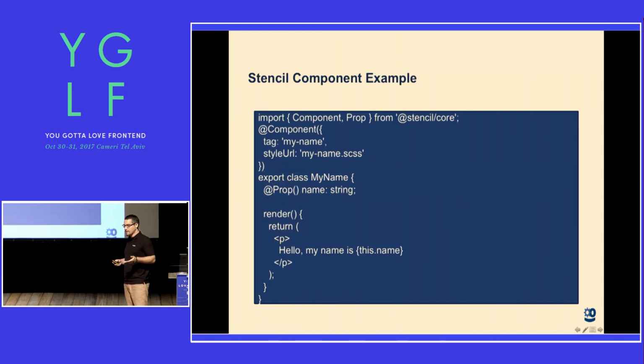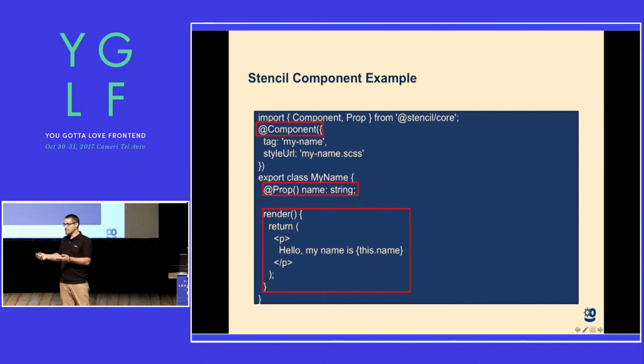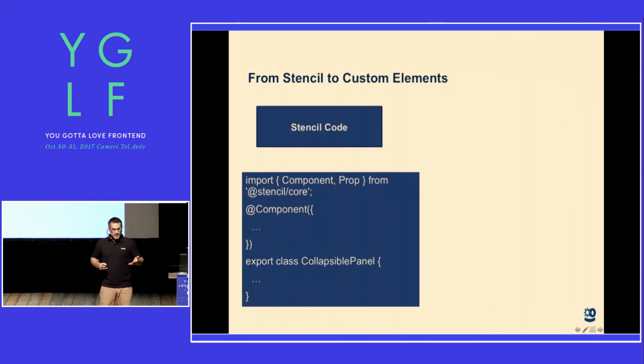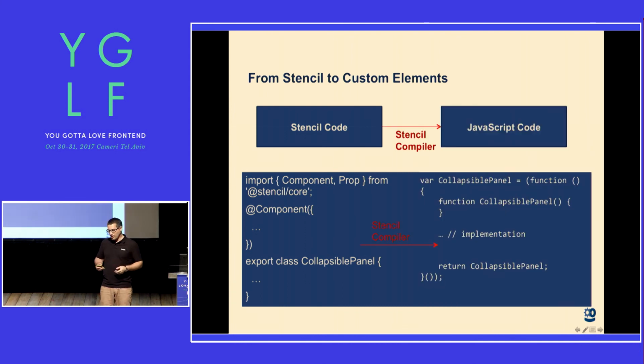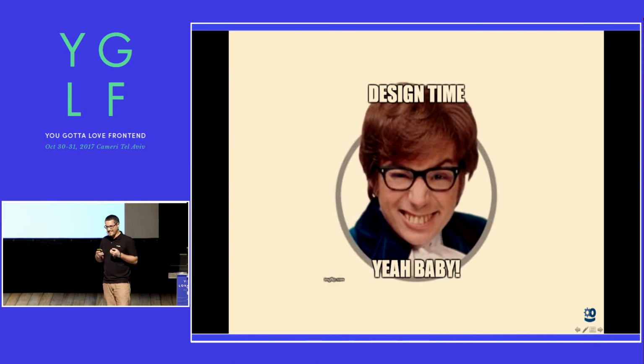How does it look like? The component looks like this. You have decorators, like in Angular, that decorate the component and tell Stencil how to create your component for you. More than that, you have a render function that uses JSX underneath that enables you to create or render your component. When you create your Stencil component, you compile that component into regular custom elements. Design time, baby. Really design time. Everything is in design time. It's not in runtime at all.